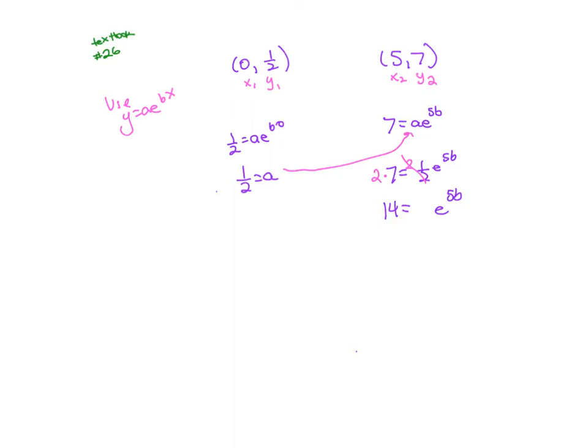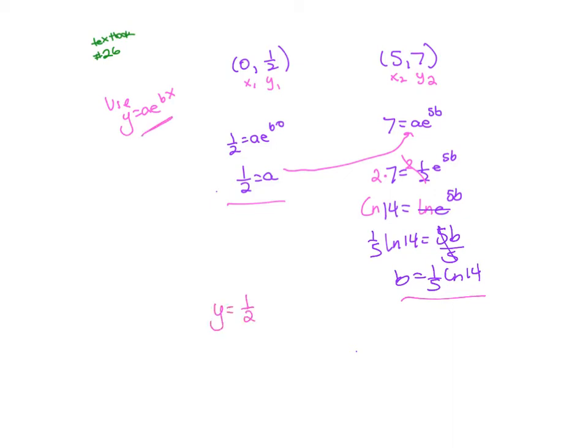And then now let's go ahead and take the natural log of both sides. And so we have natural log of 14 equals, as e cancels out, the 5b, and then divide by 5. So this is really 1/5. So b equals 1/5 natural log of 14. So then we can write our equation given our a and our b. So again, we're using this equation here. So it's y equals 1/2 times e raised to the 1/5 natural log of 14 times x.